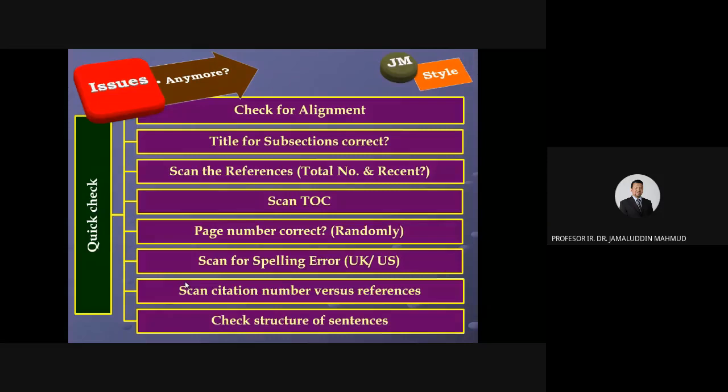If the candidate came with 15 pages and only 12 references, it's quite difficult for us to help the student. But if they presented a good proposal, like 50 pages with chapter 1, chapter 2, chapter 3, which is almost completed, then we can check for alignment.